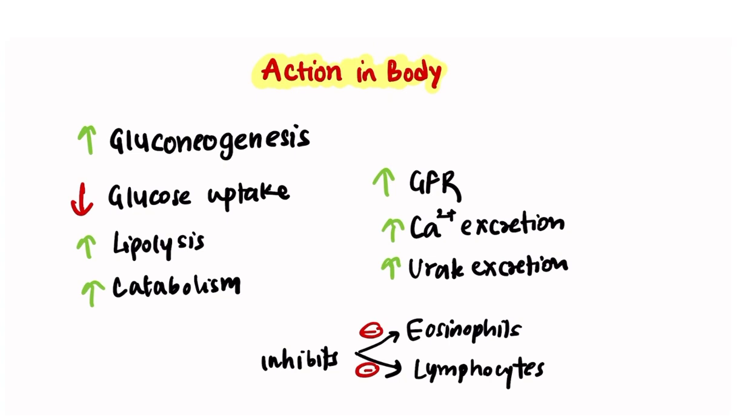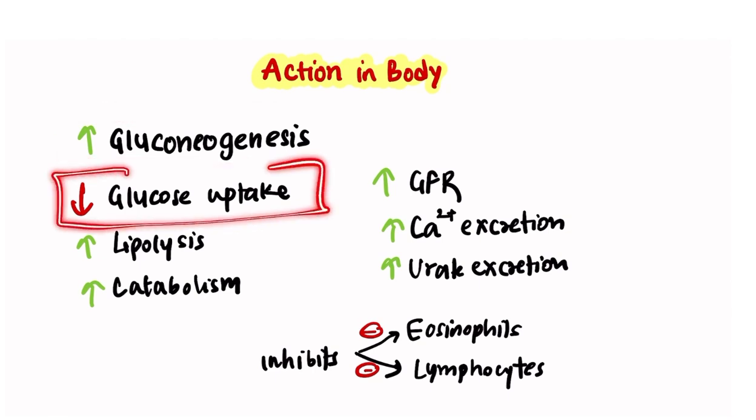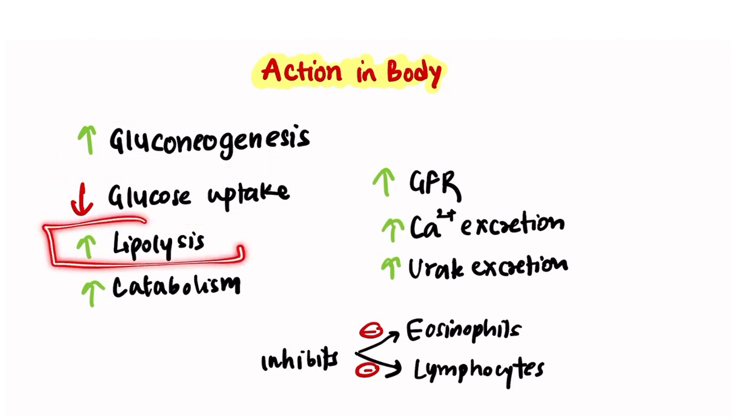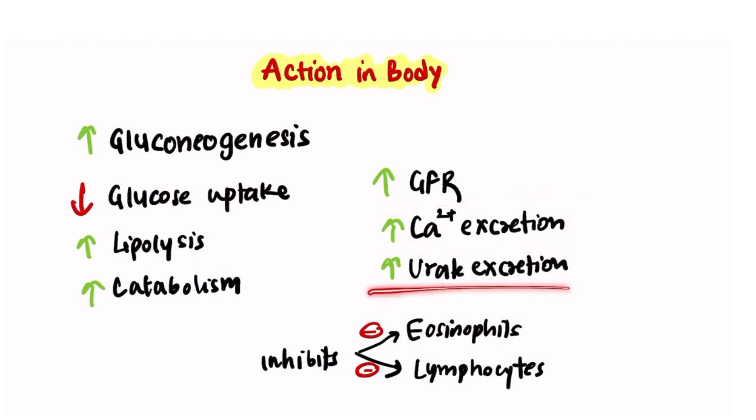Now, let us see the important actions of prednisolone in our body. It increases gluconeogenesis, it decreases glucose uptake, it increases lipolysis and it increases catabolism. In the renal system, it increases GFR, it increases calcium excretion, which is a very important point, and it also increases urate excretion. Now, in the blood, it inhibits eosinophils and inhibits lymphocytes.